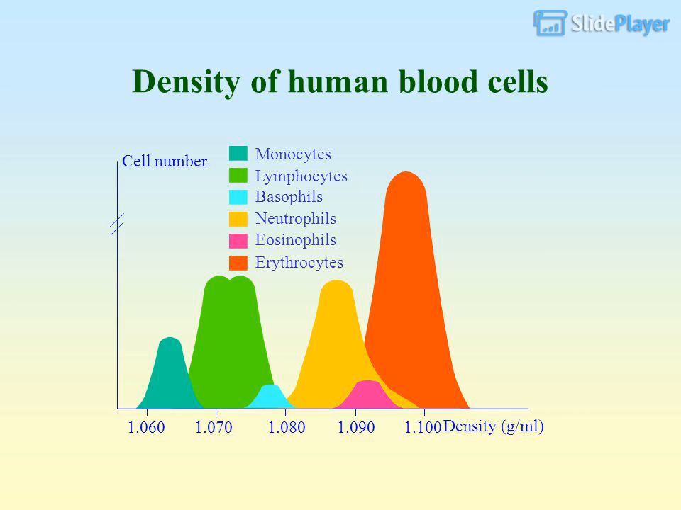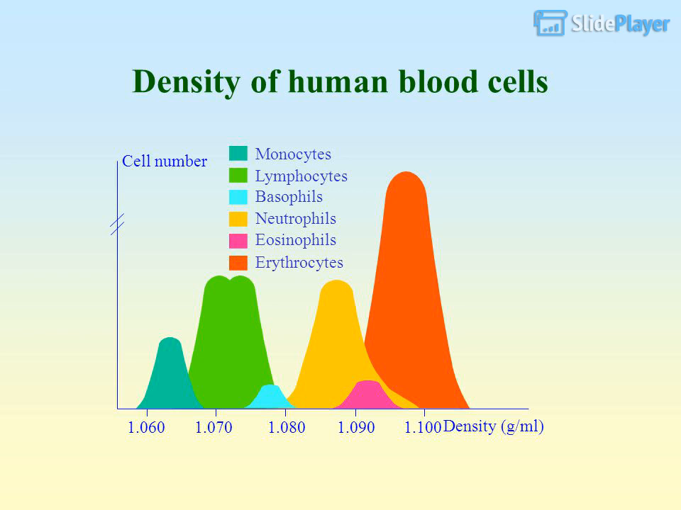Density of human blood cells. 1.060, 1.070, 1.080, 1.090, 1.100. Cell number. Density, g/ml. Monocytes. Lymphocytes. Basophils. Neutrophils. Eosinophils.